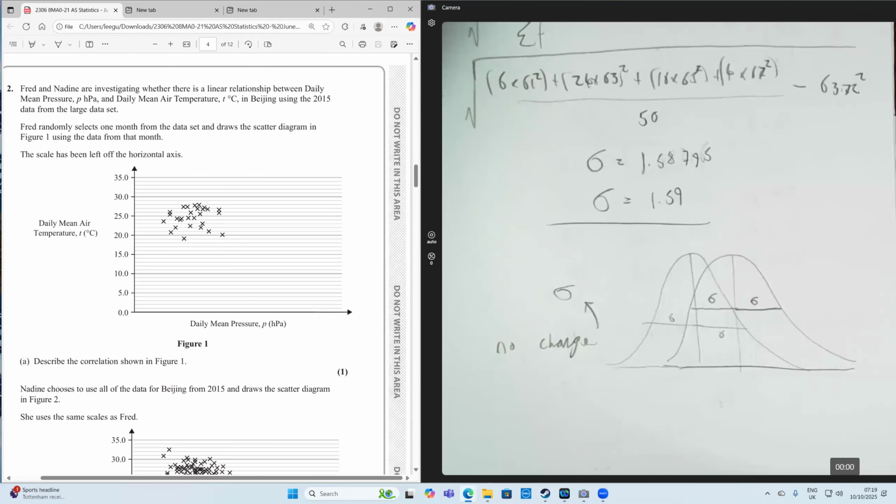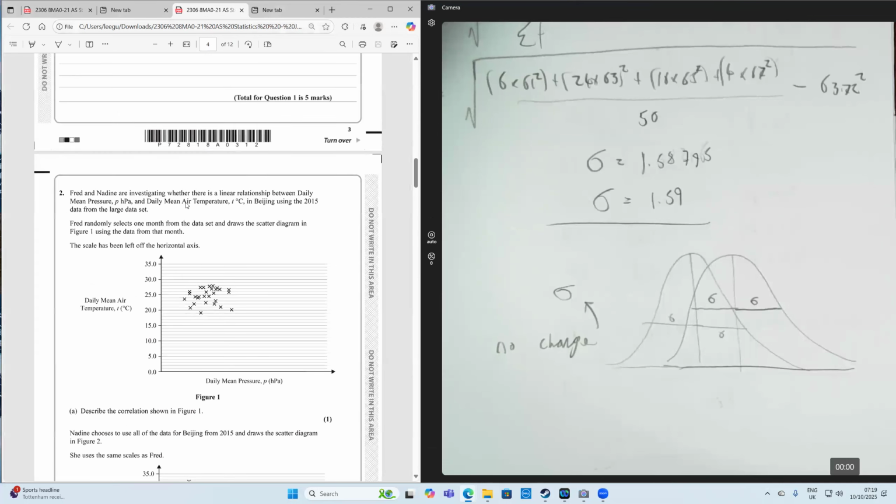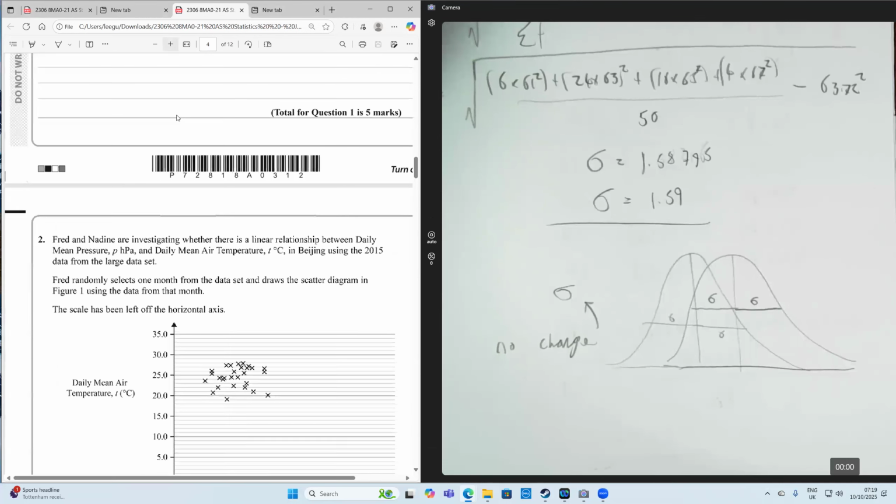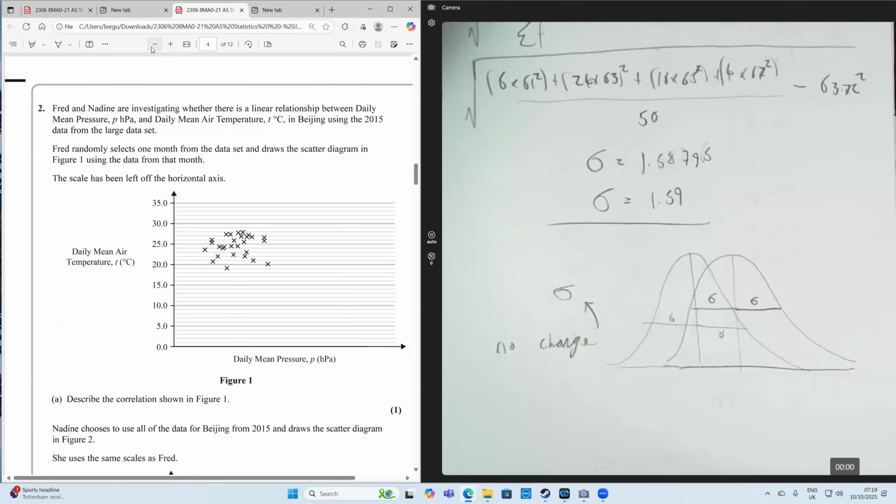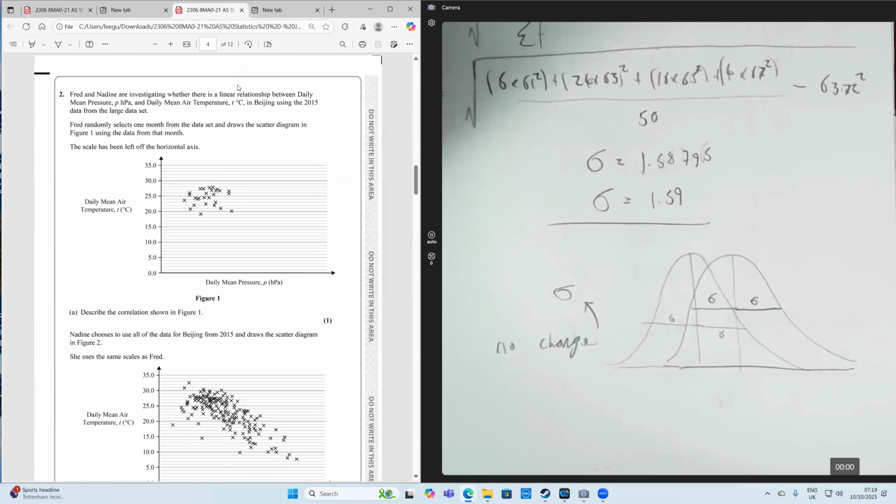Now, in this next question, what have we got? So let's have a look. I'm going to bring across this one from over here. Okay, so here's another version of the same question. So what have we got? It says Fred and Nadine are investigating whether or not there is a linear relationship between the daily mean pressure in hectopascals and the daily mean air temperature in Beijing in 2015 using the large data set.